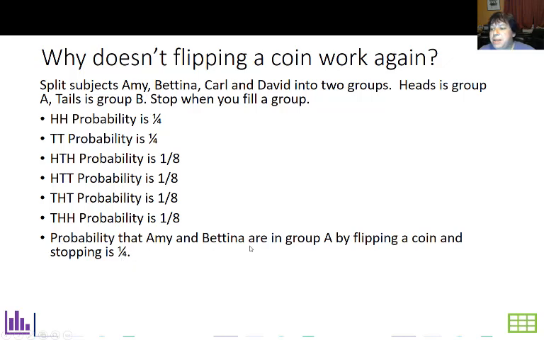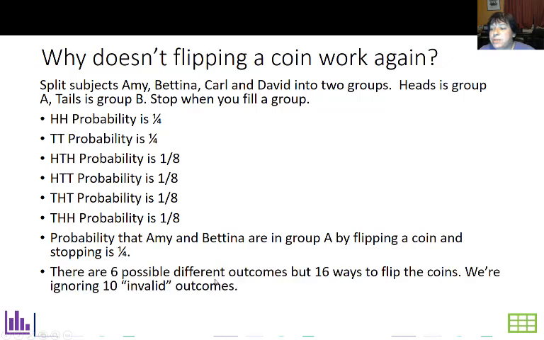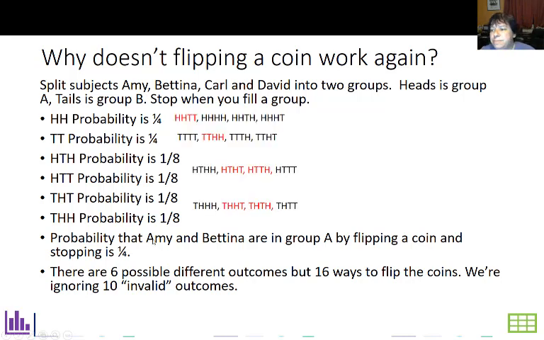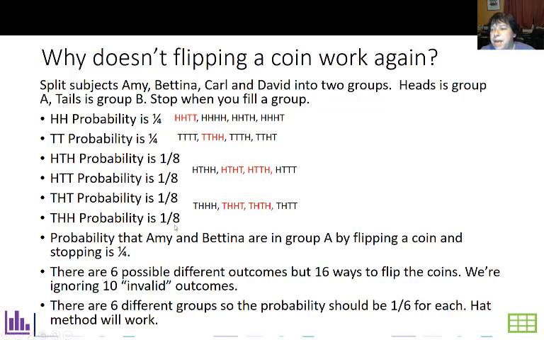So the probability that Amy and Bettina are in group A by flipping a coin is 1/4. Now there are 6 possible different outcomes, but 16 ways to flip the coins. We're basically ignoring 10 invalid outcomes because our groups would be filled. So you can see here, these are the outcomes that fit that. Well, there are 6 different groups, so the probability should be 1/6 for each. The hat method will work, but the coin flipping method will not.